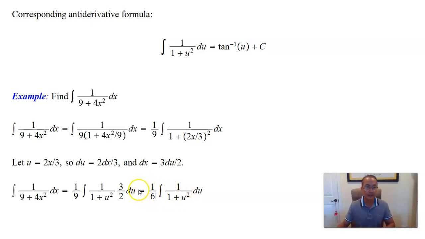We are now ready to apply our formula. It's simply inverse tangent of u. So I'll just copy that over and bring back x, since u is 2x over 3. So that will be inverse tangent of 2x over 3. There you go, just enough room.